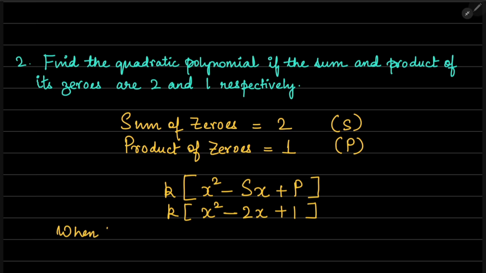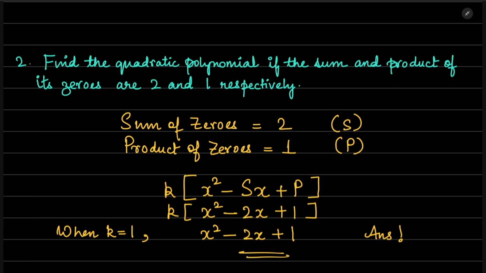So you can take some value of k, let k be 1. If k is 1, what is the quadratic polynomial that you are getting? x square minus 2x plus 1. This is the required quadratic polynomial with sum of zeros as 2 and product of zeros as 1.